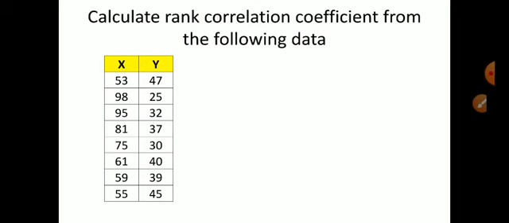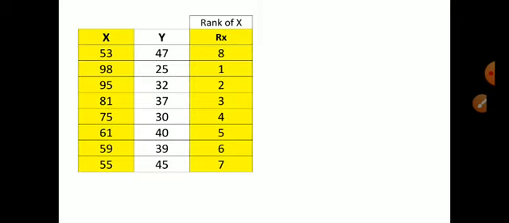Now we'll just take the X series and assign the ranks. 98 is the highest one. For that we'll be assigning the first rank, 95 second rank, 81 is third rank, 75 is the fourth rank, 61 is the fifth rank. Similarly, we check which one is the highest and assign the ranks.